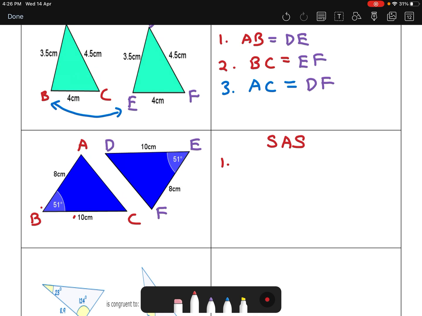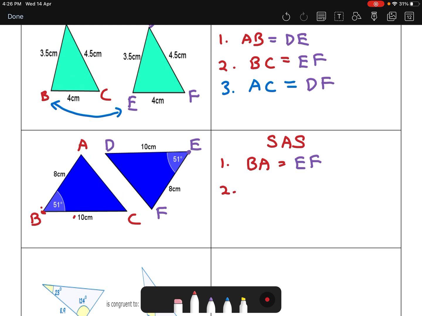First let me prove the side. Maybe I write BA. The length of BA is equal to the length of EF, because B is at the angle there, and E is also at the angle there. So vertex B corresponds to vertex E. So BA equals EF. The order is very important. If you write BA equal to FE, you are wrong already.